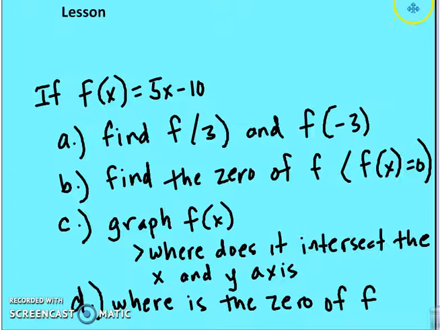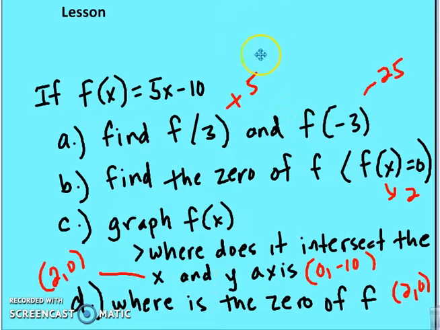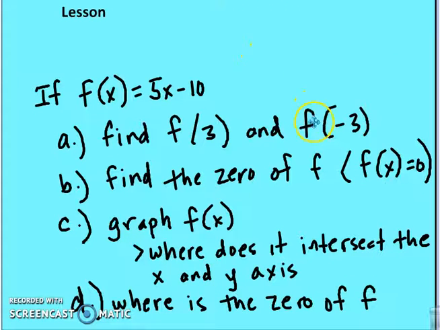So if f of x is equal to 5x minus 10, find f of 3, f of negative 3, find the 0 of f, graph f of x, and then find where the 0 of f of x is. I gave you a moment to find those answers, and I'm going to display them to you, and then we're going to graph the function.